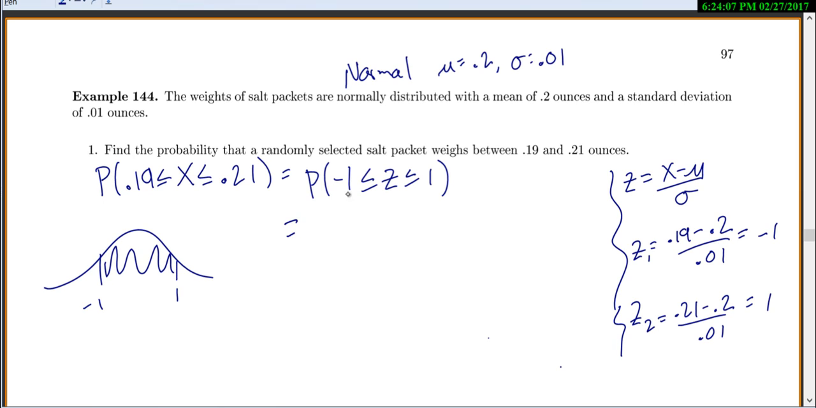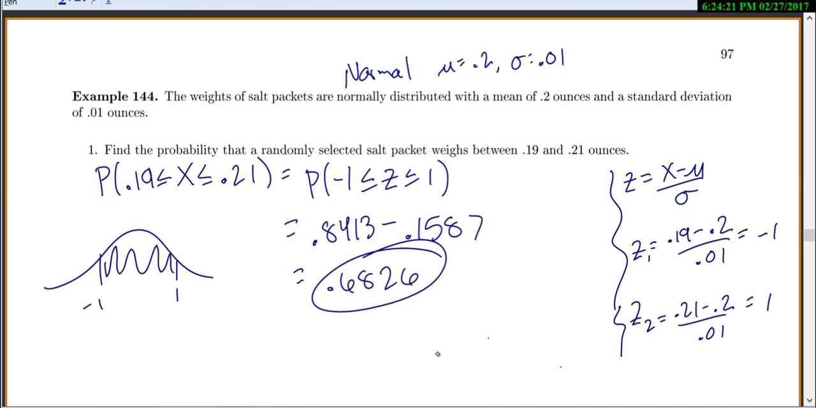To do that, you look up 1 on the table. When you look up 1 on the table, you get 0.8413, and look up -1 for 0.1587 and subtract. So you get 0.6826. So that's your probability that one salt packet is between 0.19 and 0.21 ounces.